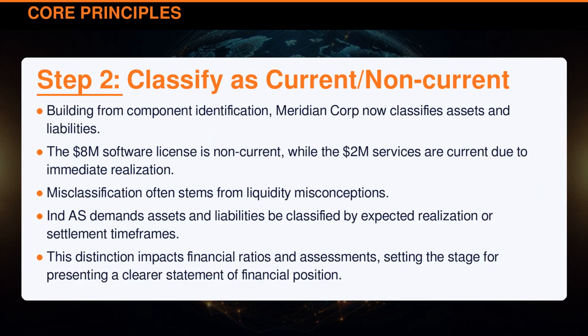Building from component identification, Meridian Corporation now classifies assets and liabilities. The $8 million software license is non-current, while the $2 million services are current due to immediate realization. Misclassification often stems from liquidity misconceptions. Indian Accounting Standard demands assets and liabilities be classified by expected realization or settlement timeframes. This distinction impacts financial ratios and assessments, setting the stage for presenting a clearer statement of financial position.